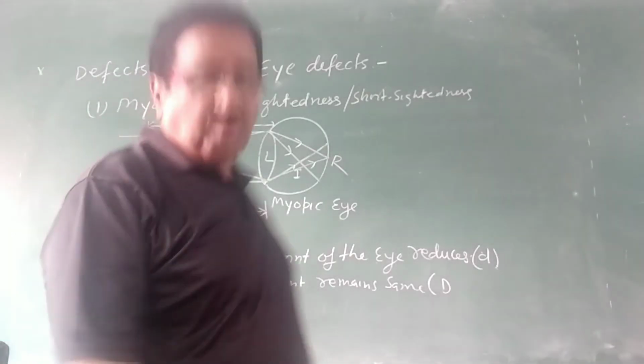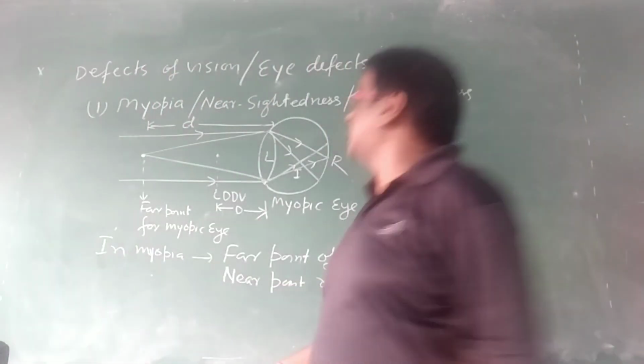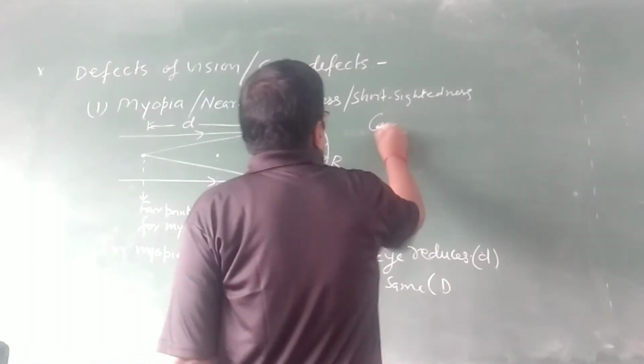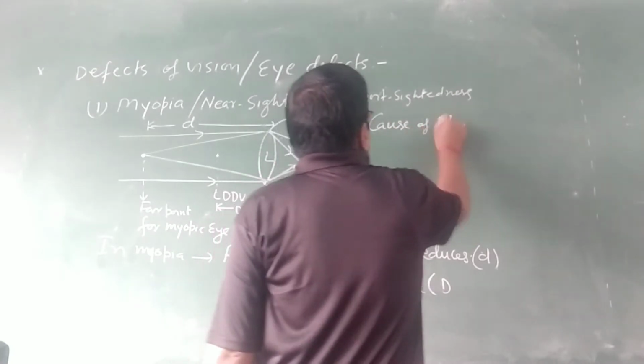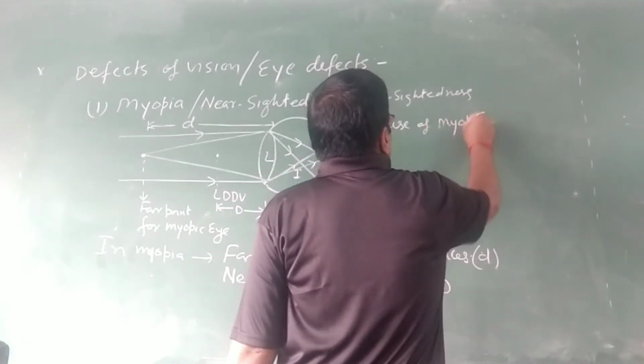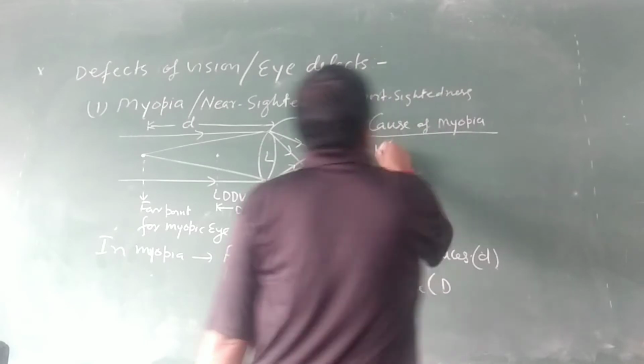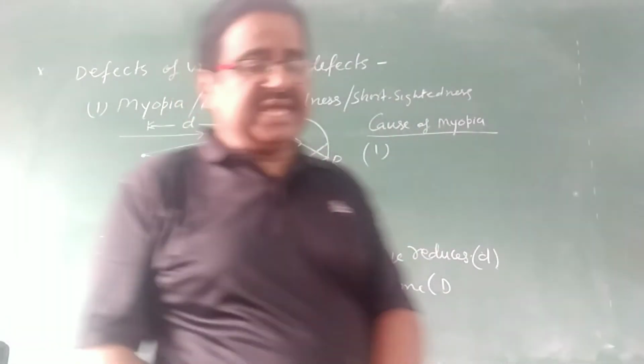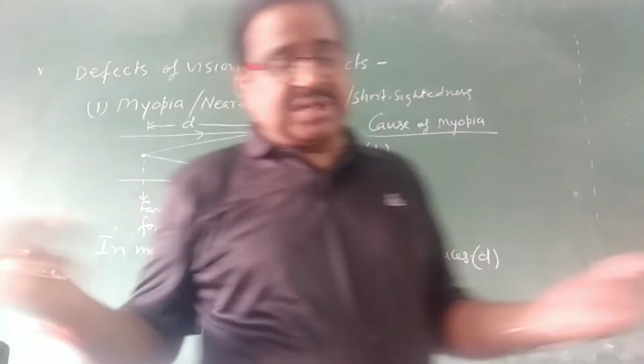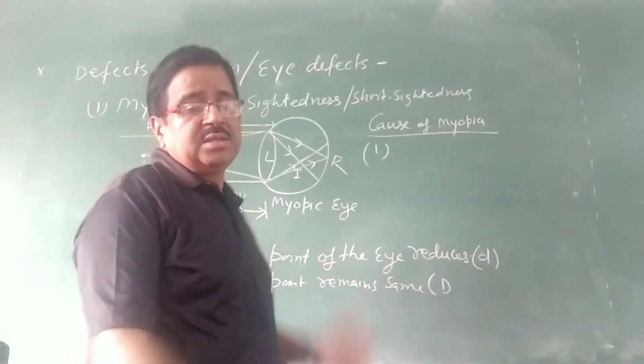So what is the cause? What is the reason? Due to what does such a disease occur? What is the cause of myopia? Cause of myopia, number 1. Why?